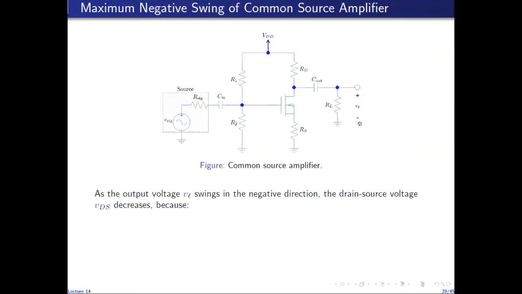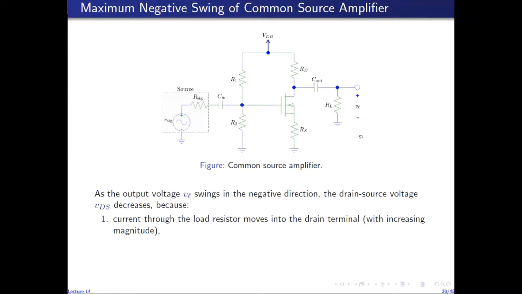Similarly, we can analyze this circuit for negative swing of VL and find the maximum negative swing of the common source amplifier. As VL swings in the negative direction, VDS decreases, and hence the transistor is pushed towards the triode mode. Why? Because as VL swings in the negative direction, it increases in the negative direction.